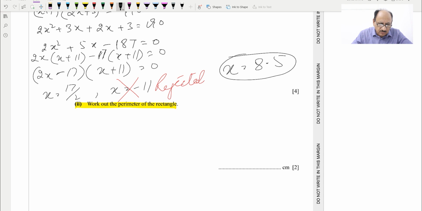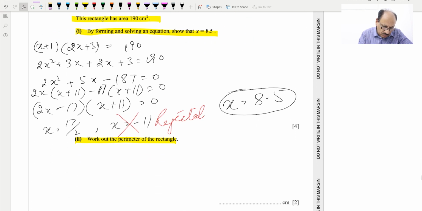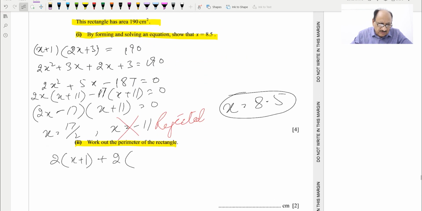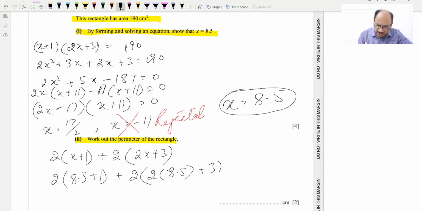Perimeter, we are adding all 4 sides. So 2 into x plus 1, 2 sides we have taken, and the other 2 sides also, plus 2 into 2x plus 3. We can put 8.5 before opening the bracket: 2 into 8.5 plus 1, plus 2 into 2 into 8.5 plus 3, and now we can use the calculator and we will get the answer.